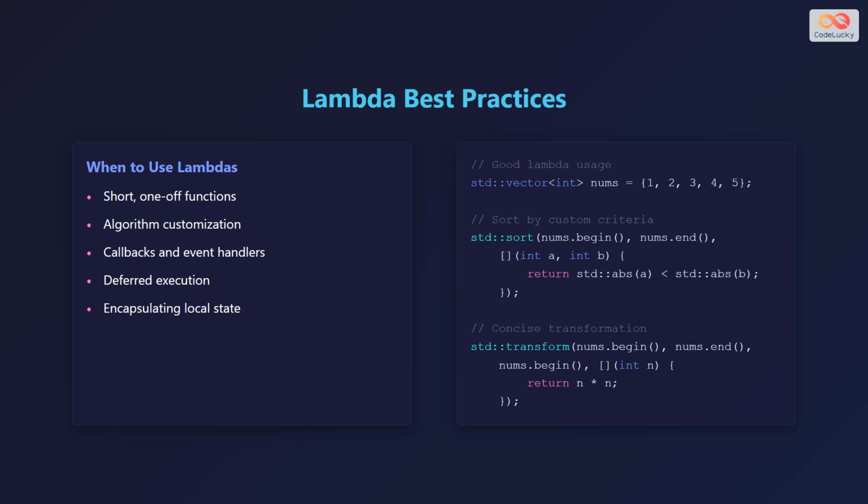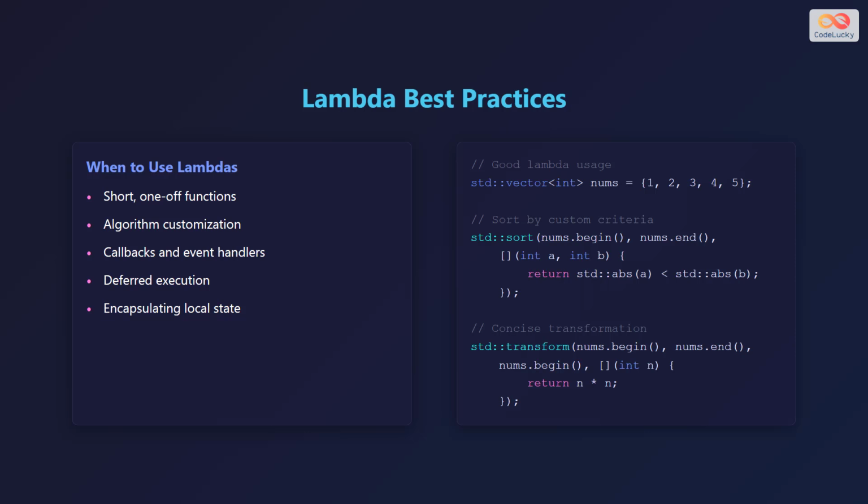Then we call std::sort. We provide a custom criteria using a lambda expression. The lambda takes two integers a and b. The lambda function returns the absolute value of a less than the absolute value of b.